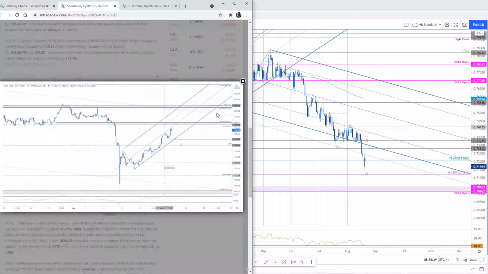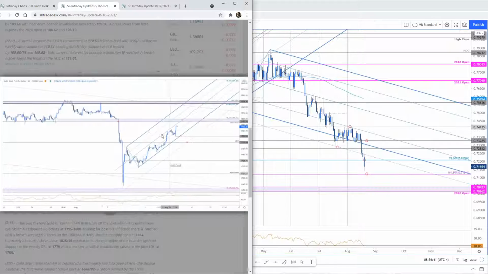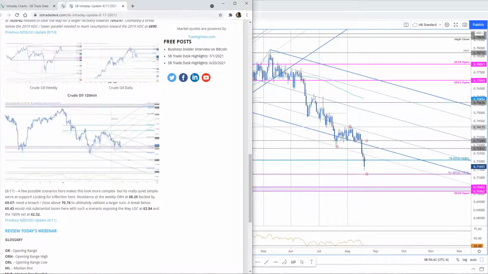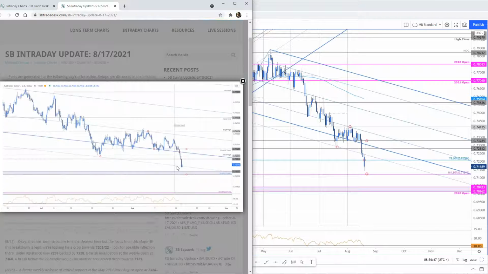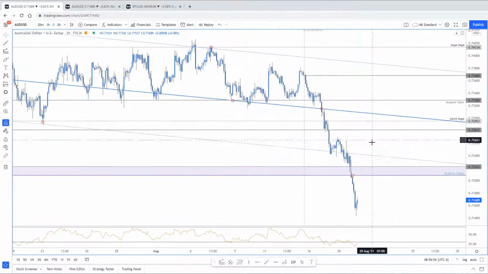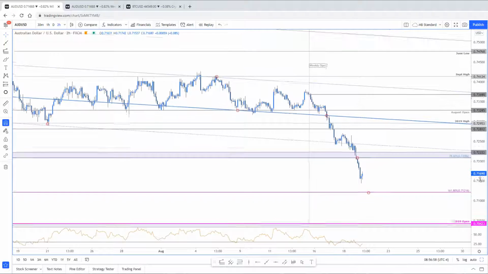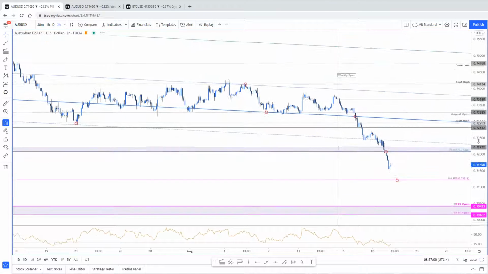Here's Aussie on the intraday charts and our last update here from the 17th. So there was the break, okay? 786 retracement, soft target here at 72. There's 71.25, right on point, right on point. No change to any of those levels.